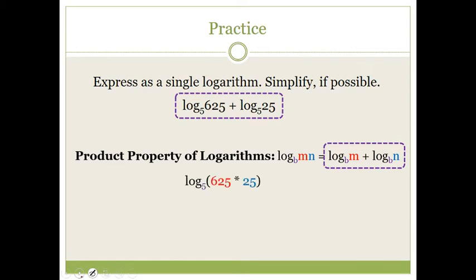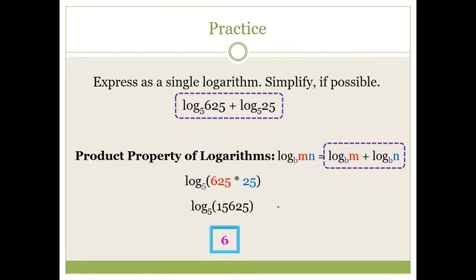Alright, so according to this rule, I have the same base here. Remember, they have to be the same base. If this was a 5 and this was a 3, you cannot apply this rule. Alright, you'd have to do something first in order to apply it. But in this case, I can apply the rule because we have the same base on our logs. So I multiply the numbers. And I get that 625 times 25 is 15,625. So it's log base 5 of this number.